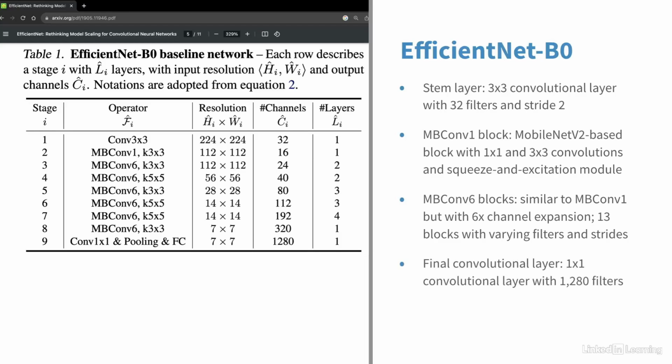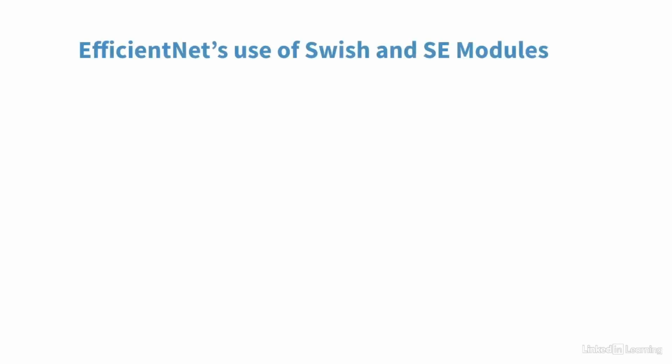The final convolutional layer is a 1x1 convolution with 1,280 filters. The purpose of this layer is to gather all the complex features learned by the previous layers into a large number of channels to be used for classification. Then we have the fully connected layer, and this is the final layer of the network, which is responsible for making the classification decision. It has a number of units equal to the number of classes in the classification problem. It usually uses a softmax activation function to output probabilities for each class.